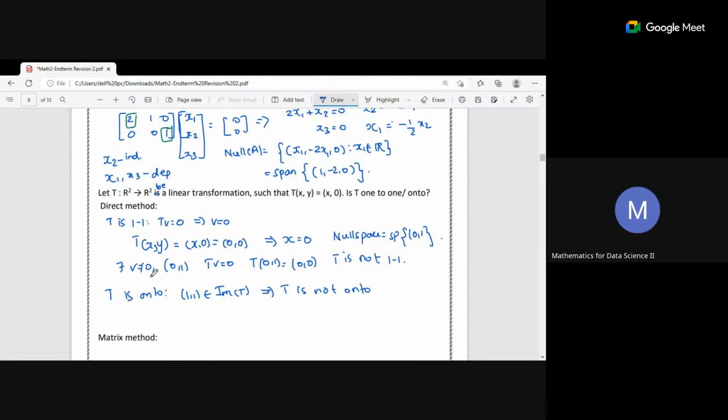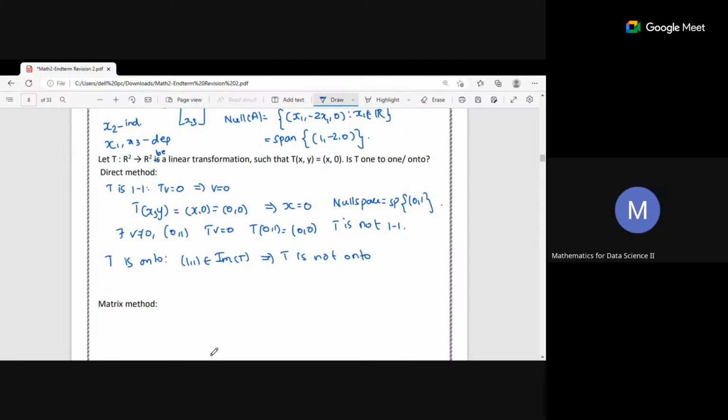So this is the direct way of using the definition. How do you use the matrix to prove this? What is the matrix representation of this? What is T e1? T e1 is (1, 0). And what is T e2? (0, 1). Are you sure? What is T e2? (0, 0). So you are getting the matrix [1, 0; 0, 0]. This is your matrix representation.